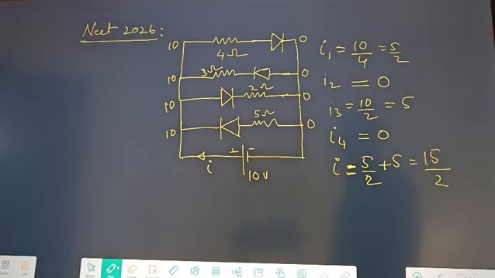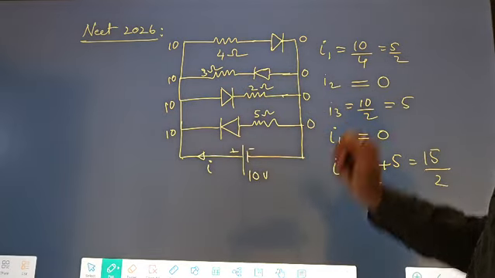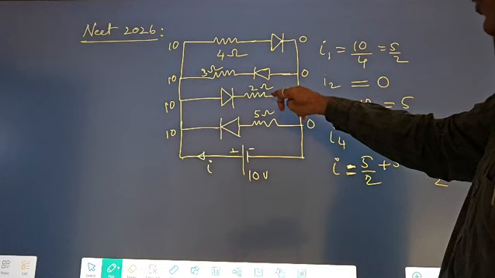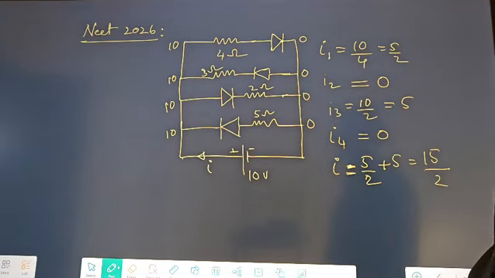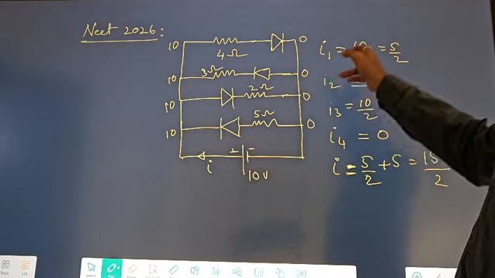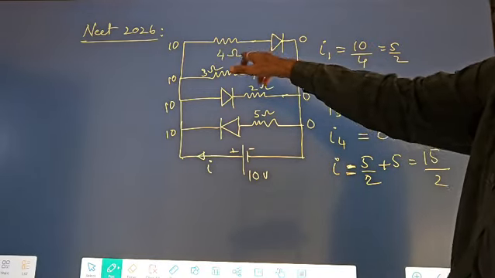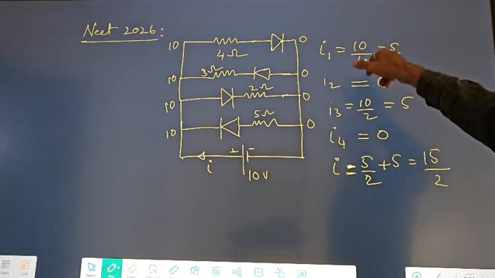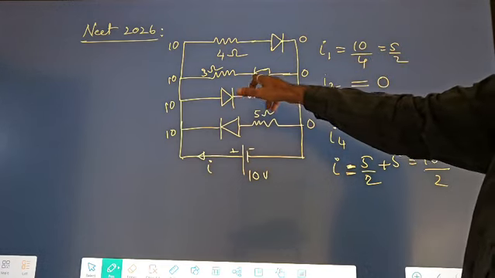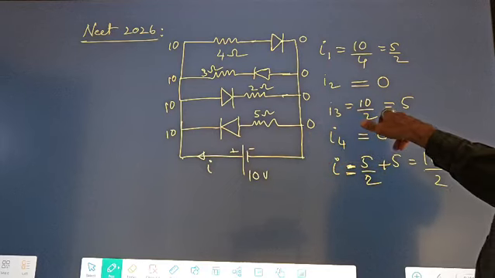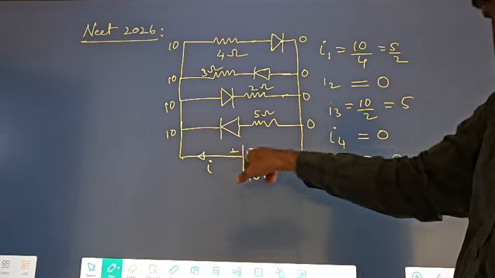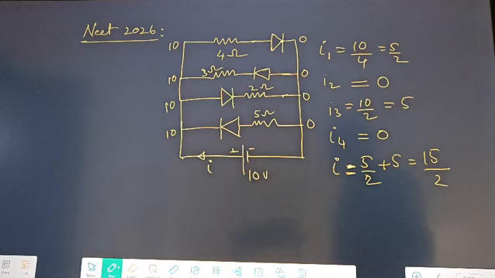So NEET 2026, another problem is given. See, 4 diodes are given. This is 10 volts this side, this is 0 volt, 4 ohm, 3 ohm, 2 ohm and 5 ohm. First and third diodes are forward bias, second and fourth diodes are reverse bias. So what is the current? Current is voltage across first diode and resistor is 10. These are all parallel connections. So 10 volts only you will get. 10 by 4, that is 5 by 2. This is reverse bias. No current will pass. Again I3, 5. I4, 0. Therefore, the total current in the circuit from the battery, 5 by 2 plus 5, this is 15 by 2.